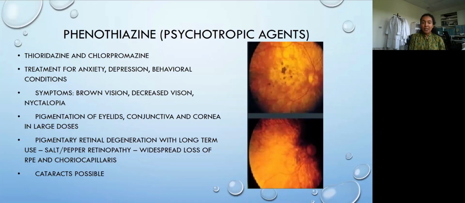And what this medication can do for the eyes is cause pigmentation of the eyelids, conjunctiva, and even cornea in large doses. And in the retina, it can cause pigmentary retinal degeneration with long-term use. So this is salt and pepper retinopathy, and it can result in widespread loss of RPE and also choriocapillaris. And with this class of medications, cataracts are also something you can see as an ocular complication.